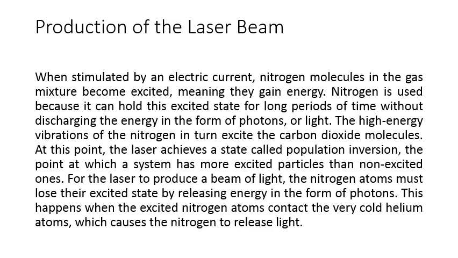At this point, the laser achieves a state called population inversion, the point at which the system has more excited particles than non-excited. For the laser to produce a beam of light, the nitrogen atoms lose their excited state by releasing energy. This happens when excited nitrogen atoms contact very cold helium ions, which cause the nitrogen to release light. So we can also understand the role of helium here. Helium is used to cool the nitrogen to get to the non-excited state, and nitrogen transfers energy to helium.